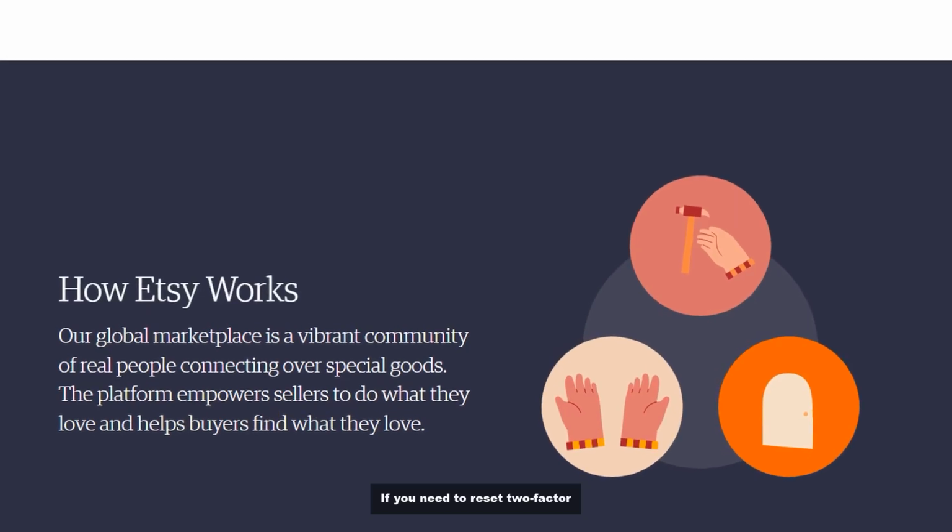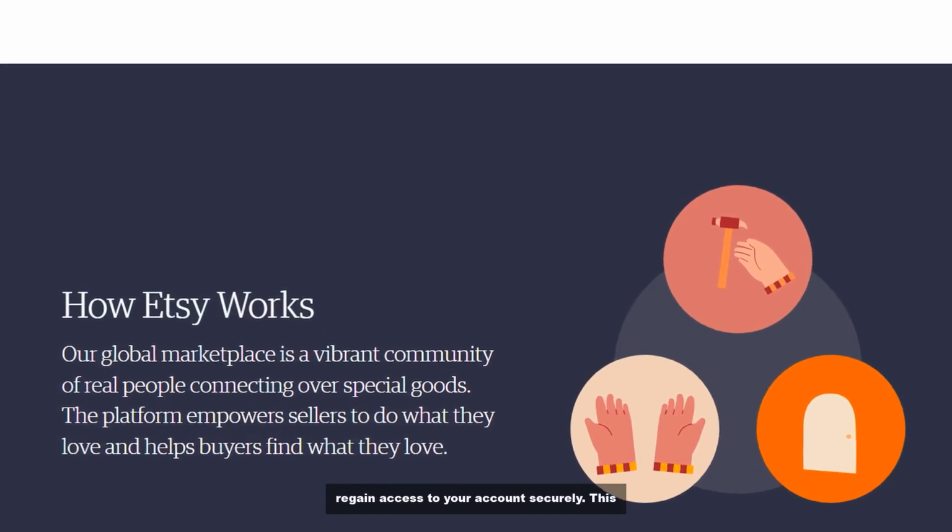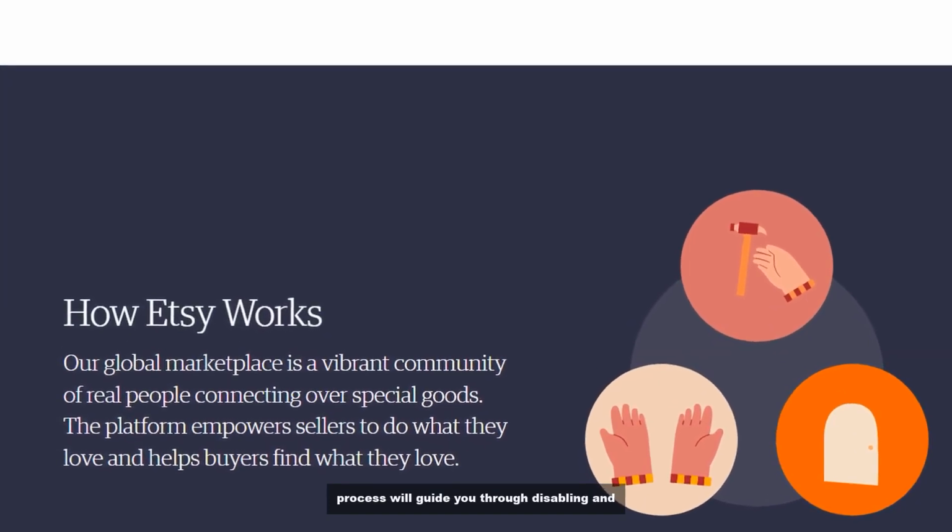If you need to reset two-factor authentication on Etsy, follow these steps to regain access to your account securely. This process will guide you through disabling and re-enabling two-factor authentication.